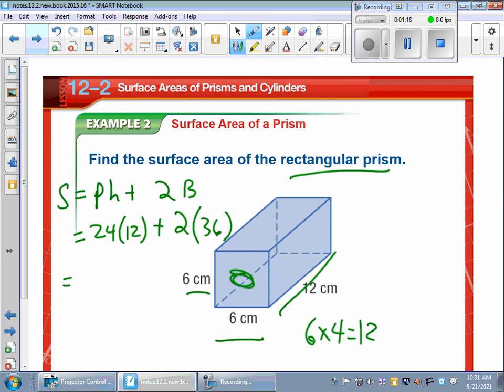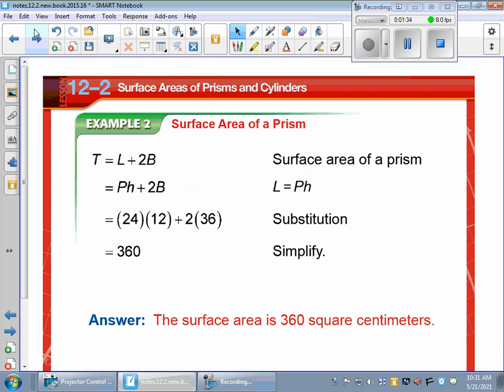So 24 times 12, that gives us 288 plus 72. Gives us a grand total of 360. And then they're going to show you how to solve this on the next slide. You can read through that on your own.